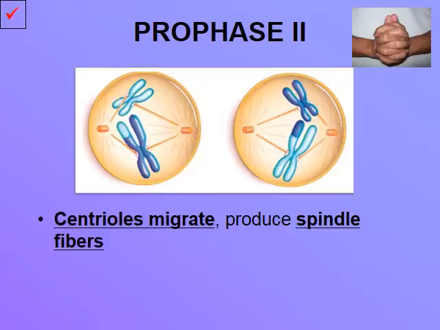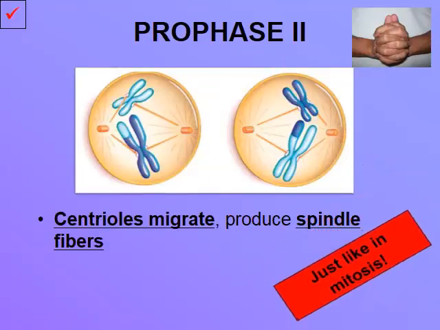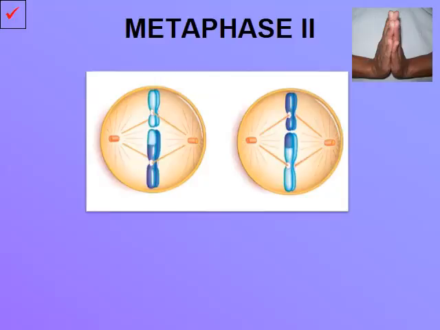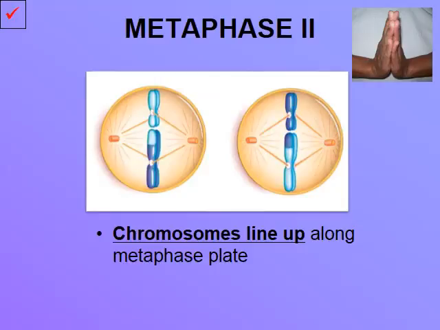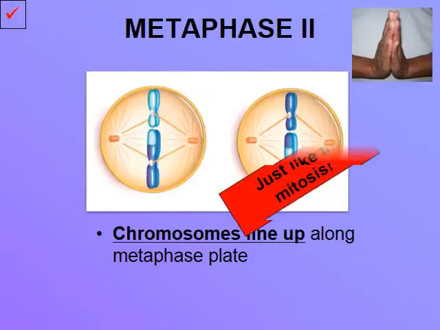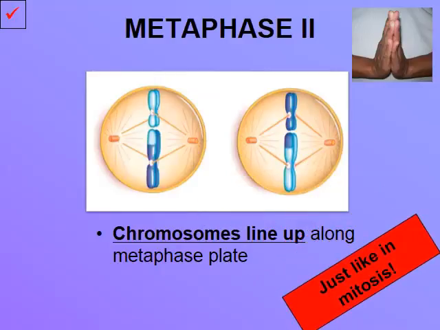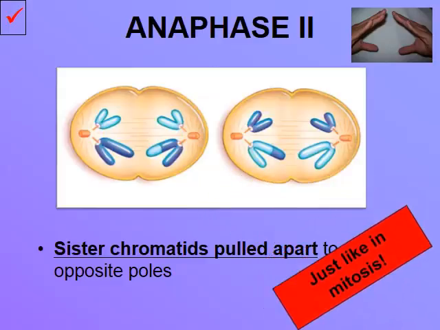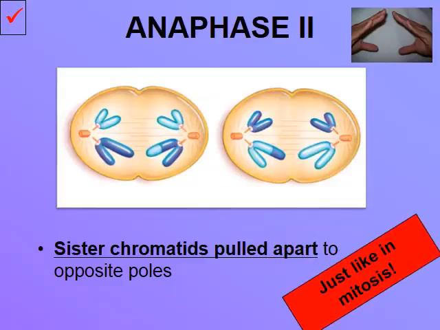So during prophase 2, the centrioles migrate and produce spindle fibers, just like in mitosis. During metaphase 2, the chromosomes line up along the metaphase plate, just like in mitosis. Noticing a pattern? I think so. Anaphase 2, sister chromatids are pulled apart to the opposite poles, just like in mitosis. Wonderful.